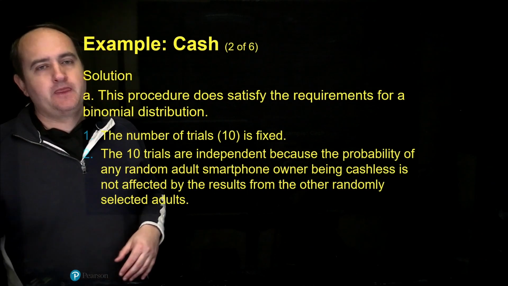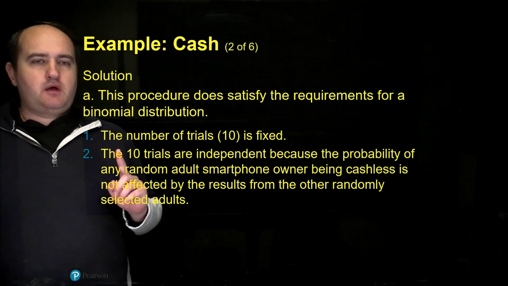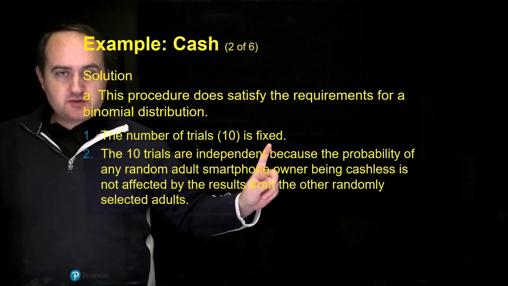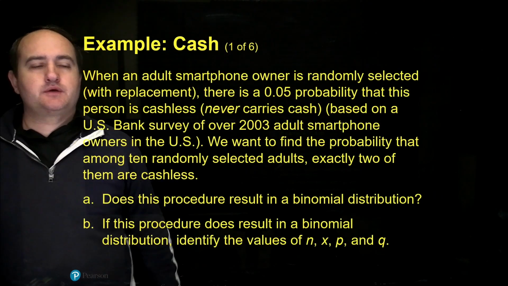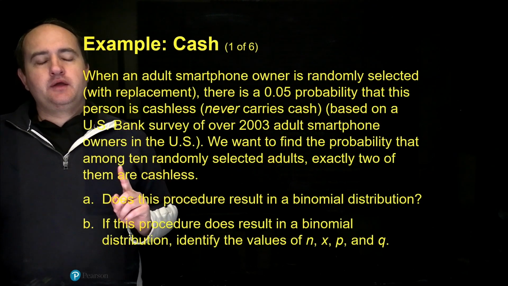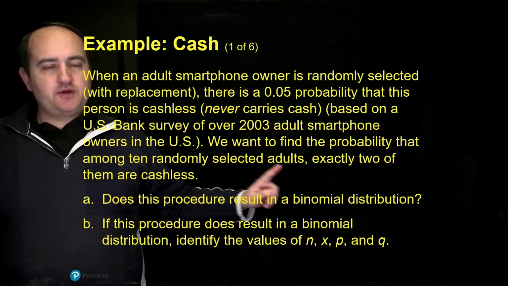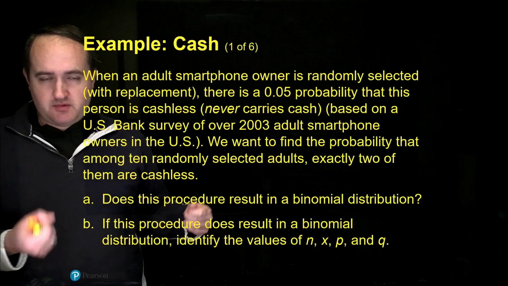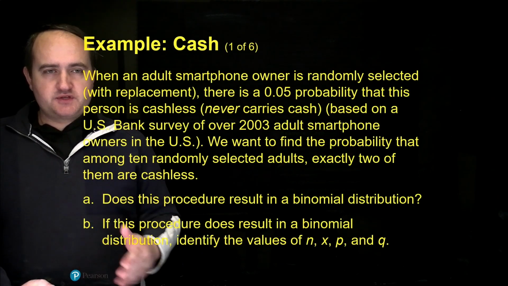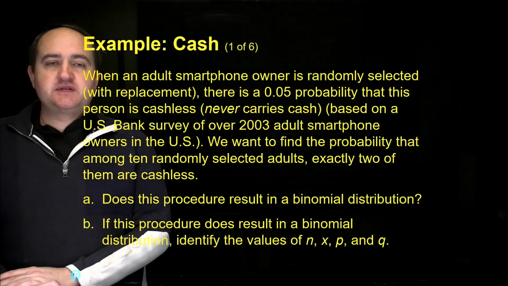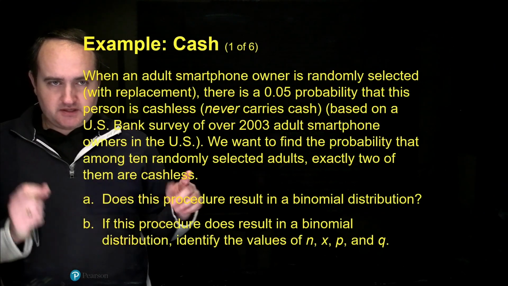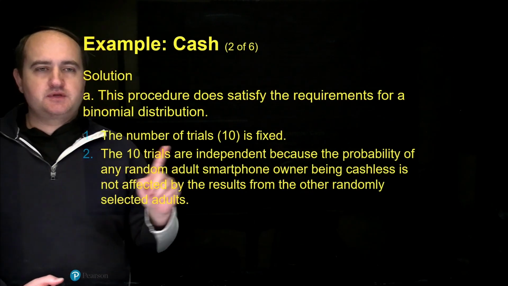Let's see why. So, first of all, the number of trials is fixed. They're saying that there are 10 trials here. Why are there 10 trials? Well, here they're asking us if we randomly select 10 adults. Well, when we're selecting them at random, each person that we select and their response on the survey represents a single trial. So there are 10 trials, and that's a fixed number, so that satisfies the first condition.